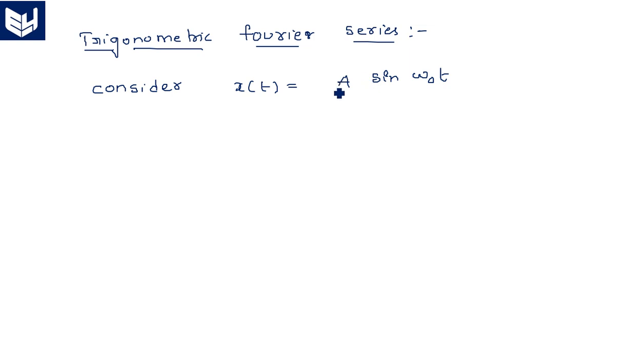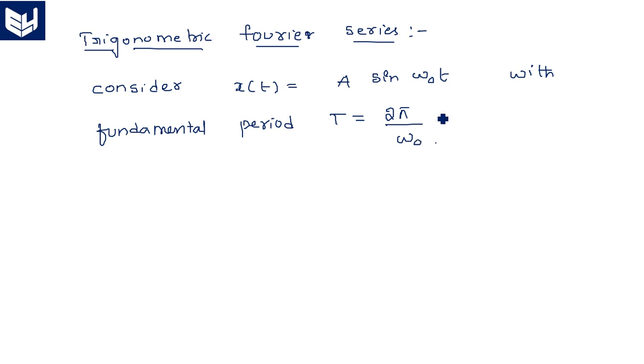A is nothing but the amplitude of the sine wave. Omega naught is nothing but the angular frequency, with fundamental period T. The fundamental period T is generally equal to 2 pi divided by omega naught.